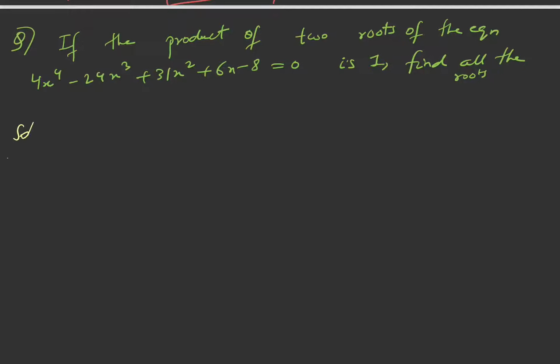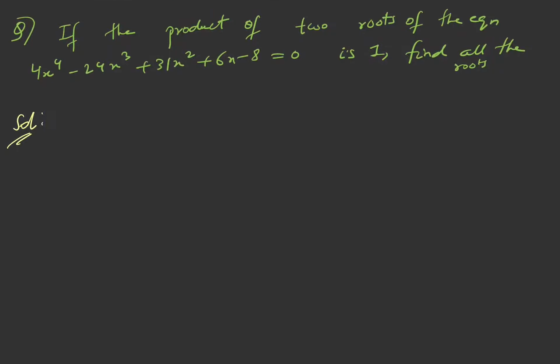Fine, so let us discuss. You are given that the product of two of the roots is 1. If the product of two roots of the equation is 1, then you need to find all the roots, right? I have told you that you will be given one additional condition, then you should be able to find all the roots using the Vieta's relations.